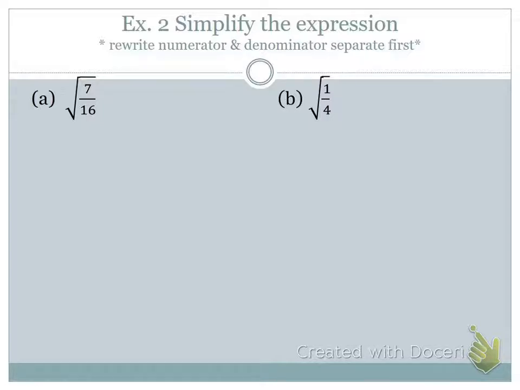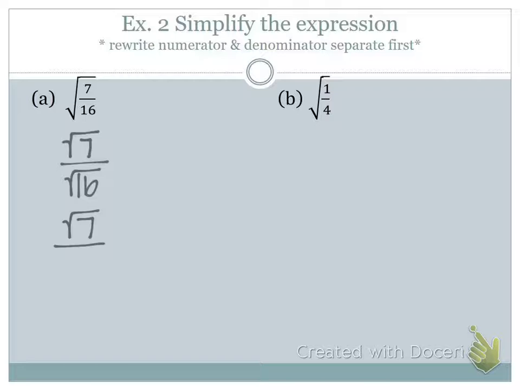So if we look at letter A, we're just simply going to write the square root of 7 over the square root of 16. Now we're going to start in our numerator. What is the square root of 7? Will it simplify any more, Marcus, than the square root of 7? No. All right? It's a prime number, so we know it's not going to simplify anymore, and it's not a perfect square. So we're going to leave it as the square root of 7.